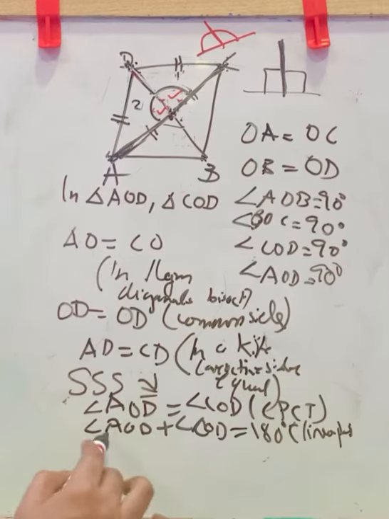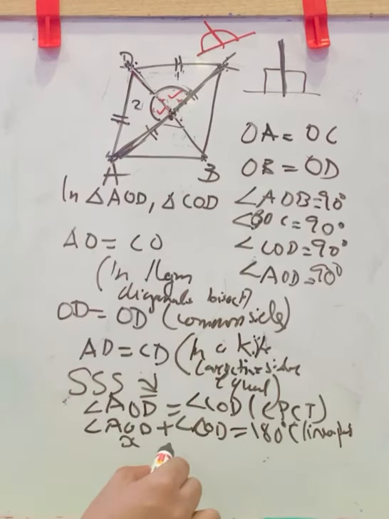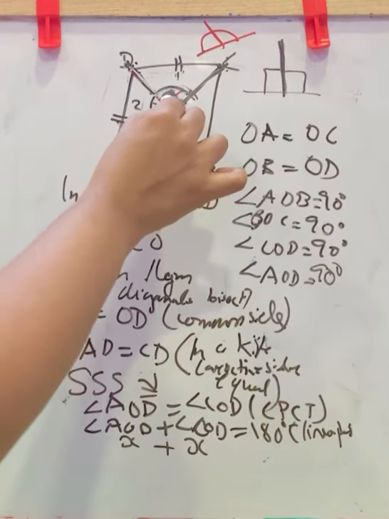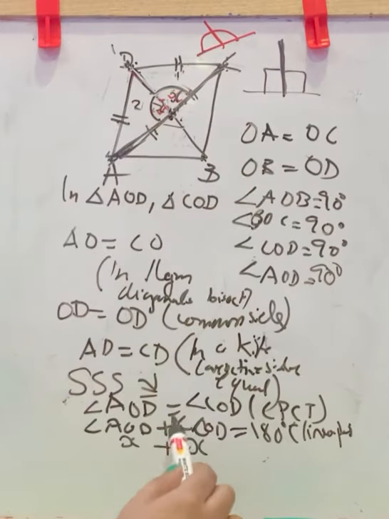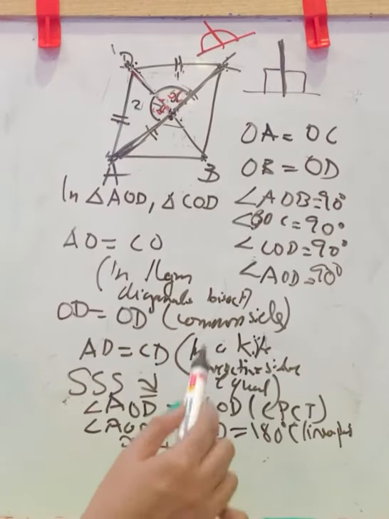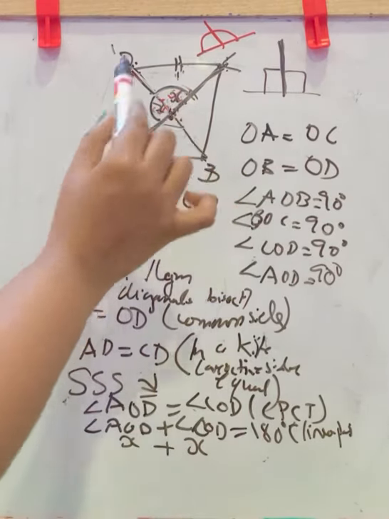If these two are equal length, let this be x. We don't know the correct value, so let us put x plus this also x. If this is x, this is also x. It is proved. Angle AOD equal to angle COD. We have already proved it. CPCT. So these two measurements are x.